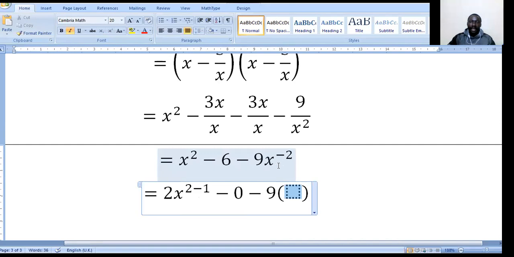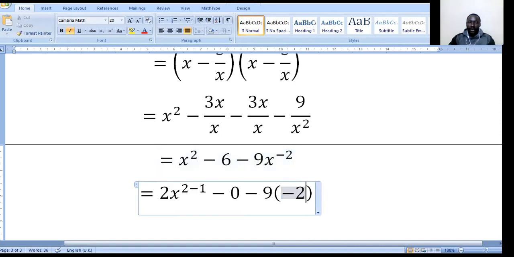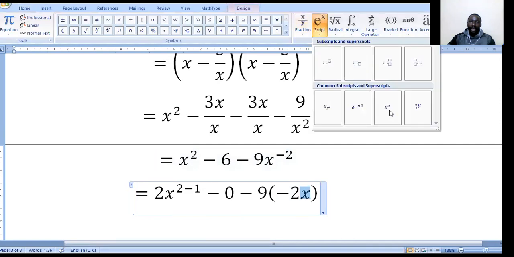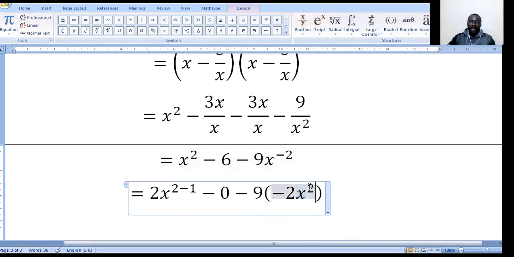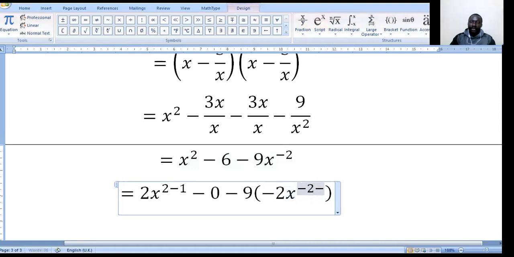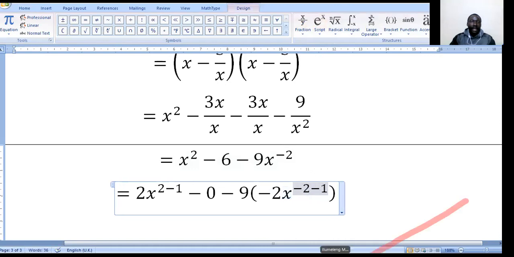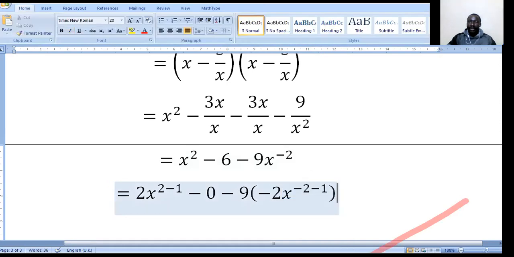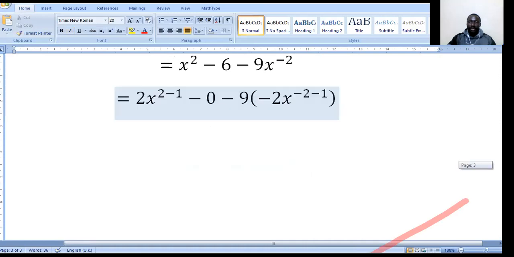X is here and n is negative 2. So that means we are going to have negative 2 here times x. Then what? Then we'll be having another negative 2 up, right? Like this. Okay, we'll have another negative 2 up. And from it, we take away 1. Then we just simplify.